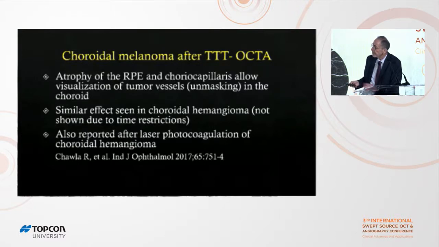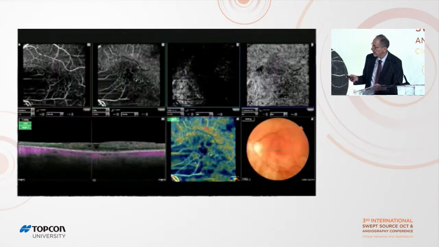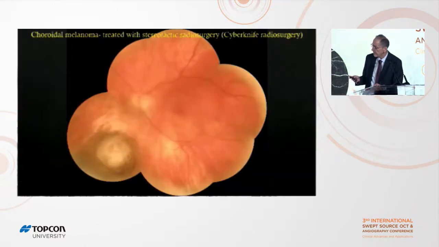And this has also been reported after laser photocoagulation of choroidal hemangioma by Dr. Chawla recently. And one final case, this is a patient with choroidal melanoma treated with stereotactic radiosurgery, which was CyberKnife radiosurgery in this case. This treatment, I believe, is not done in the United States. It's more popular in some centers in Europe. So you can see the nicely regressed tumor.